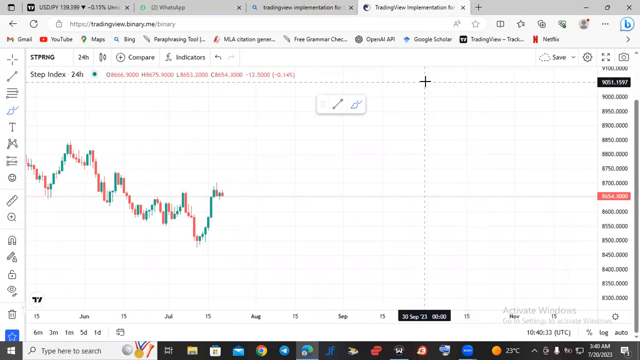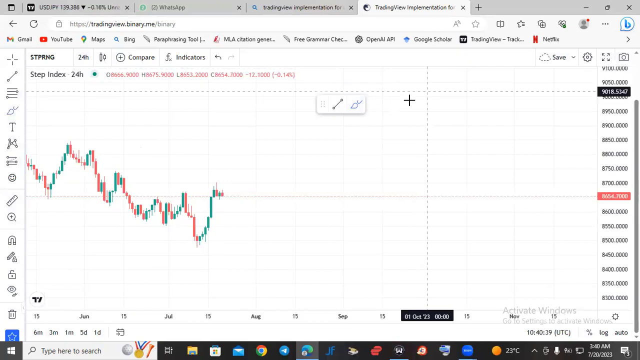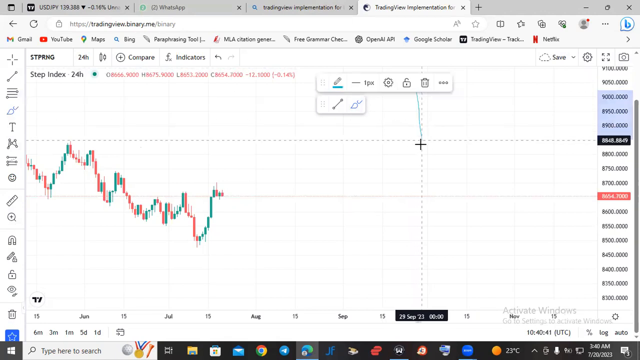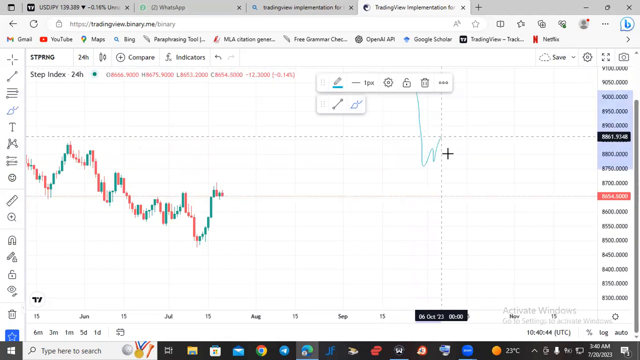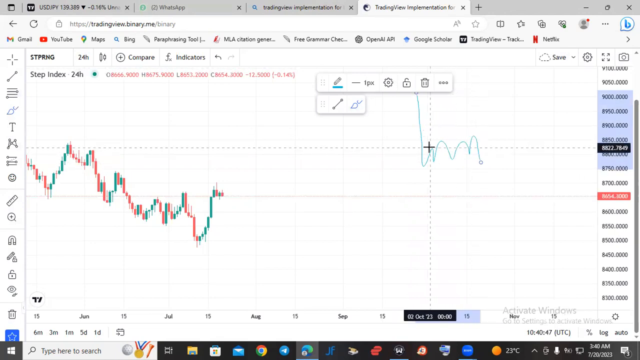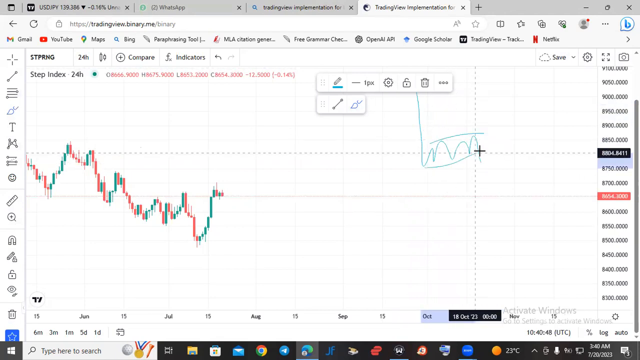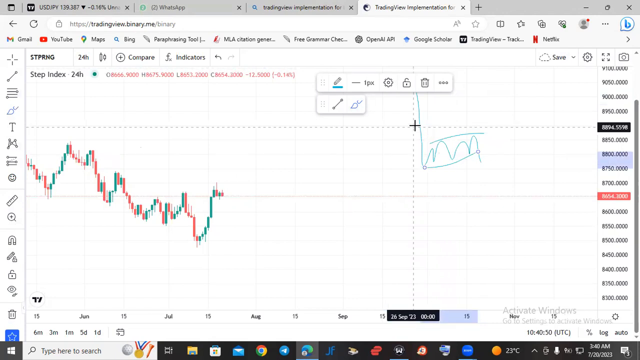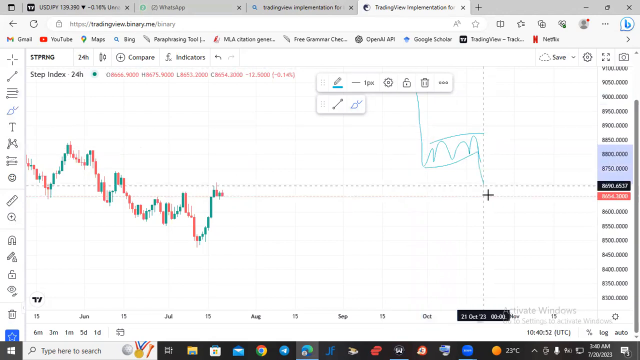Now, we said the market moves in phases. We have an impulsive phase and a corrective phase. An impulsive phase is when the market is moving strongly in one direction. A corrective phase is when the market is consolidating, all right? This is what we call the corrective phase. So we have the impulsive phase and the corrective phase, maybe before another impulse.